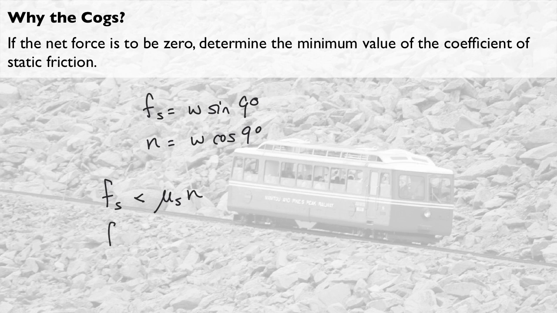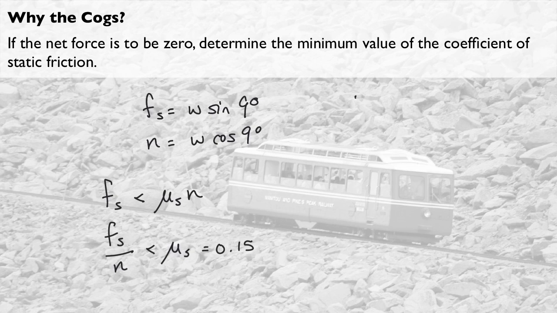So that tells me Fs over N better be less than mu s. The necessary static friction force divided by the normal force better be less than mu s. And we know what mu s is. It's equal to 0.15. So we're assuming that the thing can work its way up the track, and I want to look at a ratio of Fs over N.